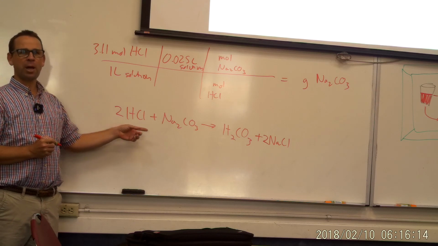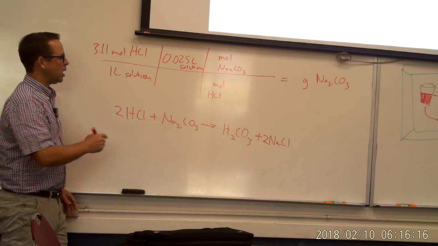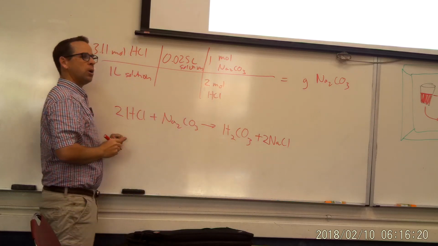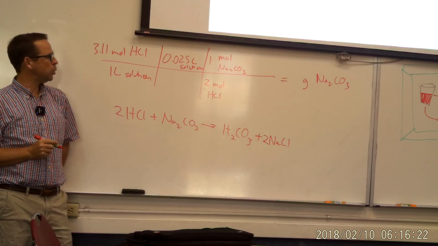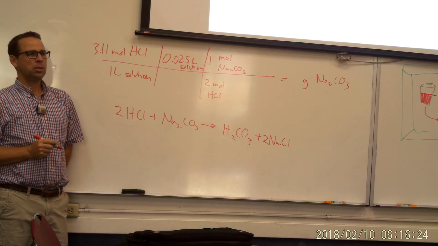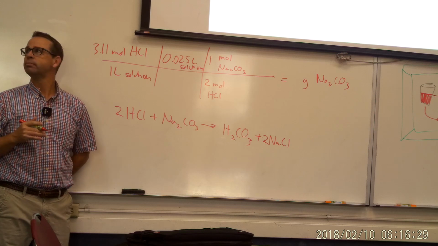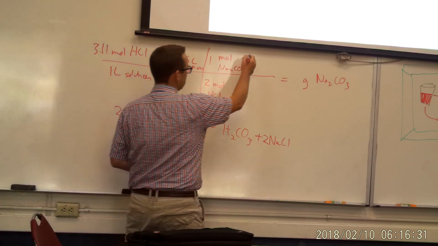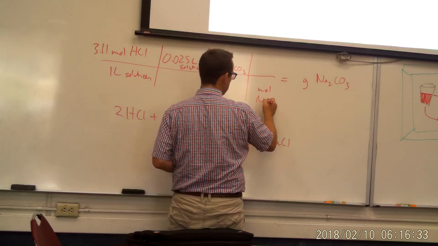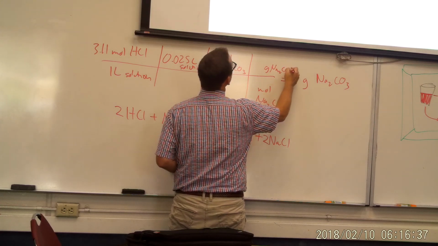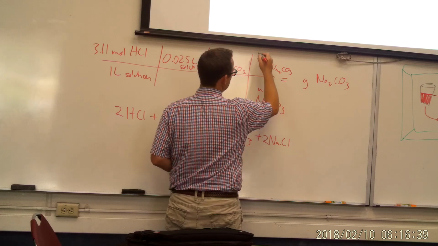We have access to the power of the stoichiometry, right? And that's here. 2 moles of hydrochloric acid for every 1 mole of sodium carbonate. And now that I'm in moles of sodium carbonate, what do I have to go to? Grams of sodium carbonate. Very good. Moles of sodium carbonate to grams. And that's still 106. It's up there.